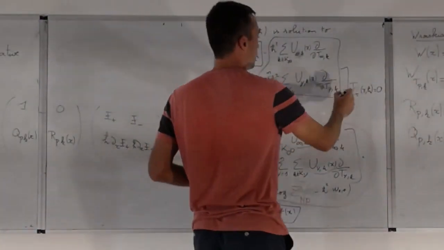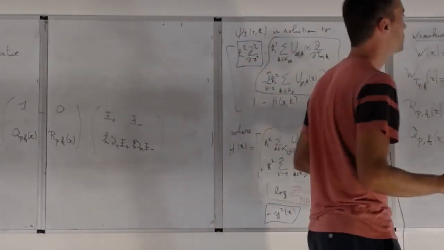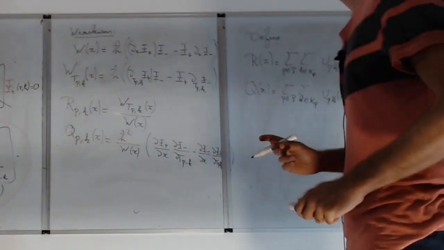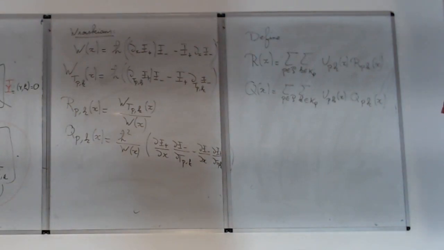What is tau? Tau. You have tau. Where? It's a badly written x. Yeah, probably. That's x also.